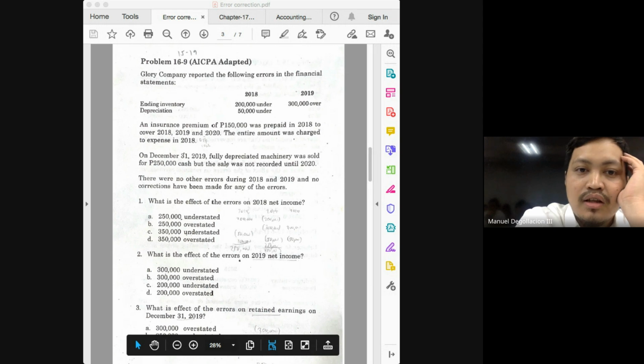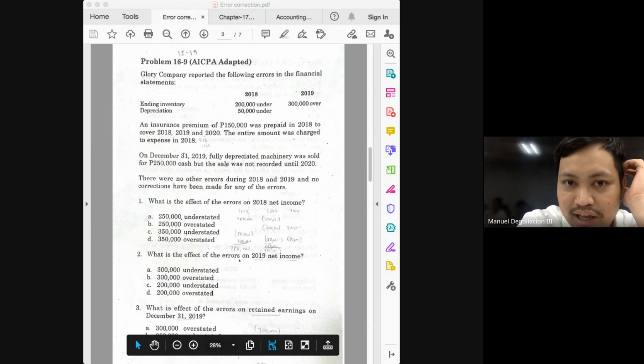So here, our beginning inventory is understated. So what does that mean? If our beginning inventory is understated, that means our tigas is understated. If our tigas is understated, that means our cost of goods sold would also be understated. If cost of goods sold is understated, what is the effect? Net income would be overstated. So aside from being overstated by 300 due to the error in the ending inventory, there will be another overstatement, class, overstatement due to the error in your beginning inventory.